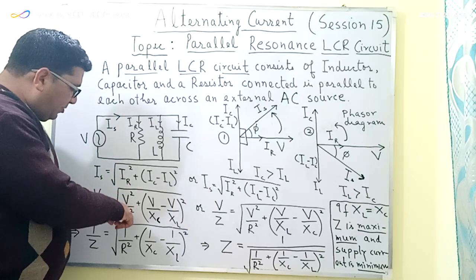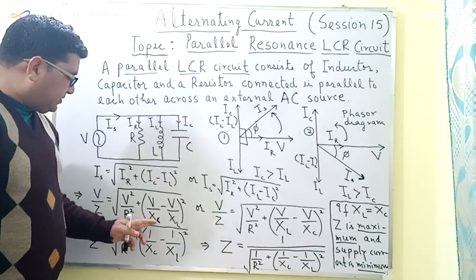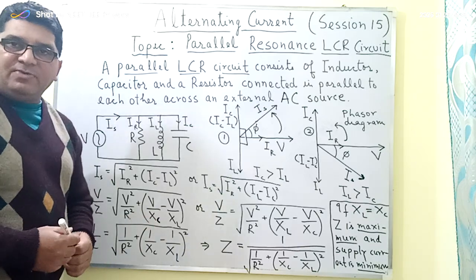So ये हो जाएगा V square upon R square. And यहाँ IC क्या हो जाएगा? V upon XC हो जाएगा. XC क्या है? XC is the capacitive reactance.